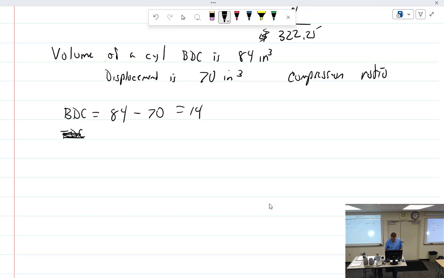So, I have 14 left over. So, if we have 14 left over, that's the space here. What's the space here? 84. So what's my ratio? 6 to 1. Improper fraction, 84 and 14 equals 6 to 1. So 6 to 1.